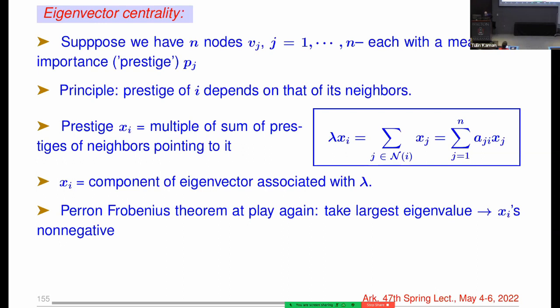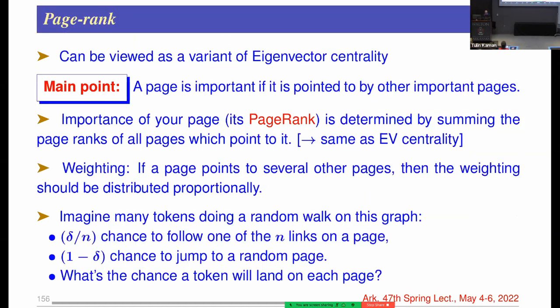Eigenvector centrality, let's see how we're doing on time here. Actually, so I will just talk about this briefly, and then this afternoon I will talk about PageRank. I think it deserves a little bit more time.